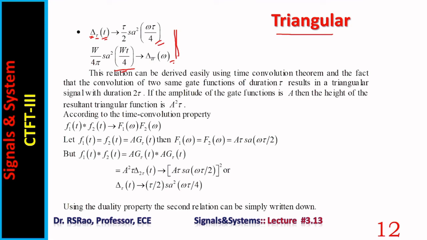Now let us see how this relation has been arrived at. This relation can be derived easily using the time convolution theorem and the fact that convolution of two identical gate functions of duration tau results in a triangular signal with duration 2 tau. If the amplitude of the gate function is a, then the height of the resultant triangular function becomes a square tau. Now this information is used in the derivation of the Fourier transform of the triangle function or sample function square.